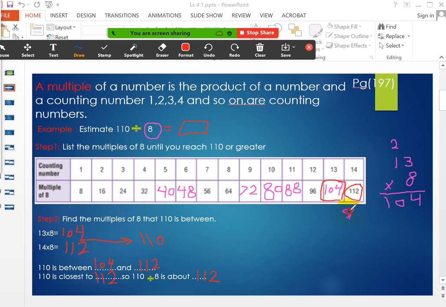I stop because the multiple becomes greater than 110. Now I look at the multiples. 110 lies here between 104 and 112, in the middle. But it's close to one of them. Is it close to 104 or 112? Look, 110 is close to 112. So that means the quotient, or the estimate of the quotient, will be about 112. The quotient for this division will be about 112. Okay?